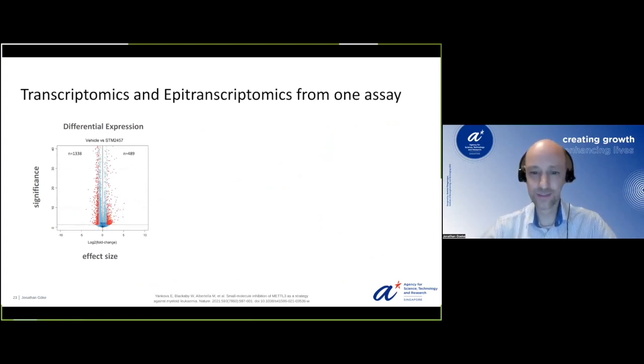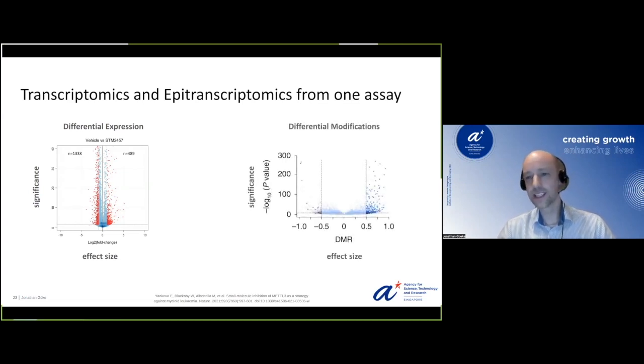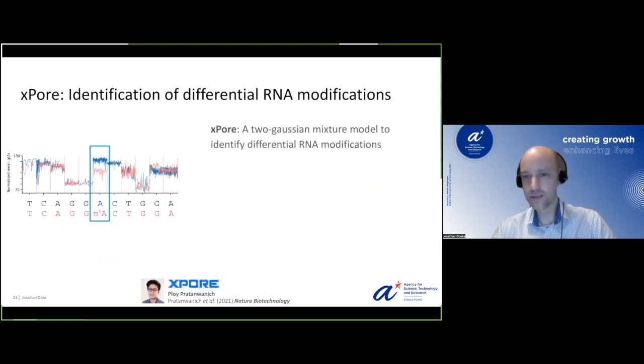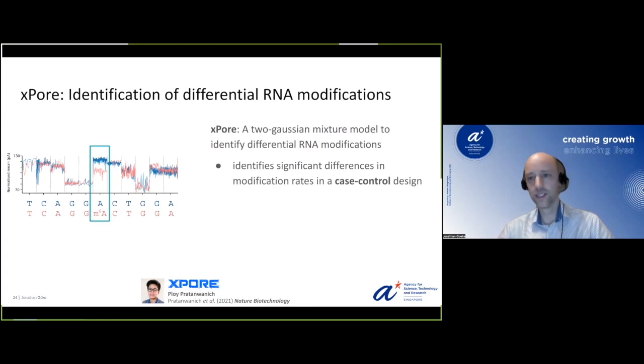I like to show this, this paper is actually really nice. I'm taking this out of context here, but just as an illustration of differential expression analysis. One of the most commonly used tasks, we want to identify how much of a change we observe, the effect size, and how significant it is. And the same thing we can do also with direct RNA sequencing. We can estimate the effect size, which is what you call the differential modification rate, and then the significance of that observation. The method that we have developed to do that is called xPore. It uses a two Gaussian mixture model to identify those differential RNA modifications, and it really can be applied in a case where one has this kind of case control design.